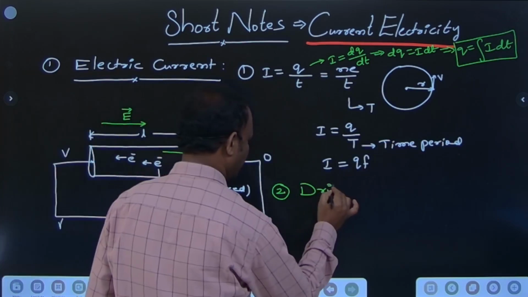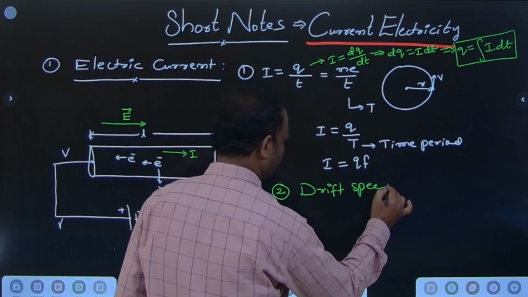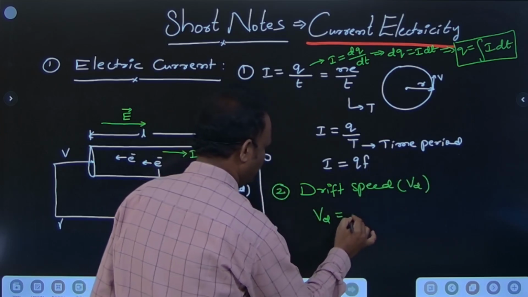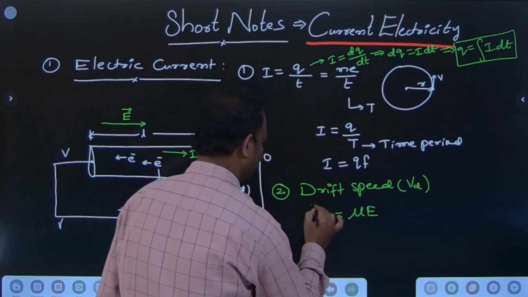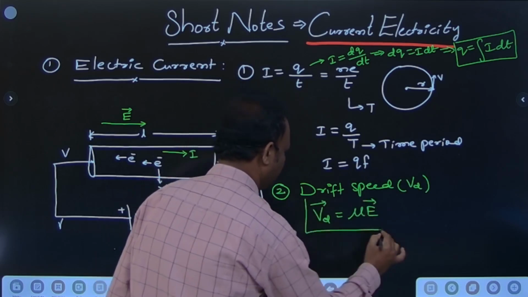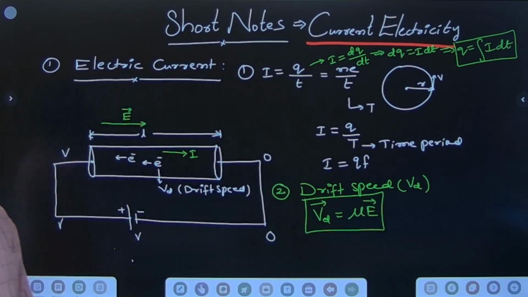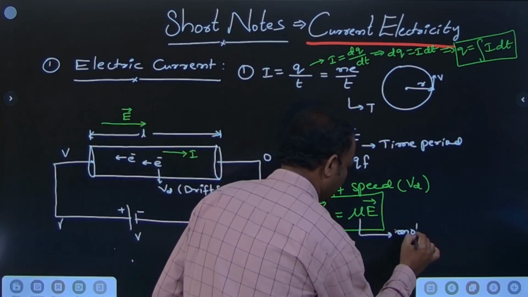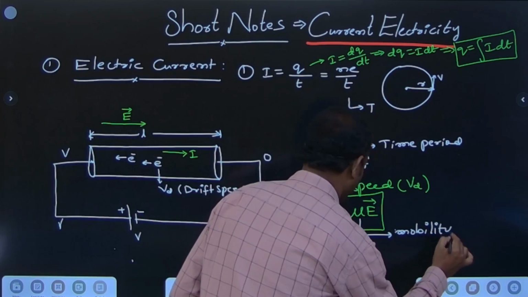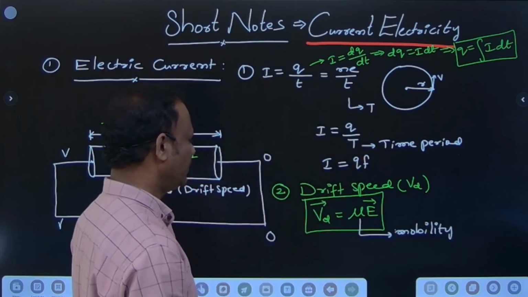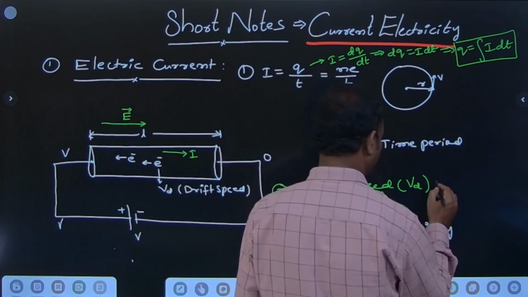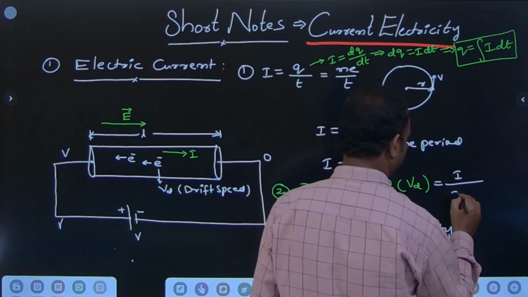Second, drift speed, Vd. Vd vector is equal to mu times E vector. Mu is the mobility. So Vd is equal to mu E for the drift speed. Next, from this, drift speed Vd is equal to I by NEA.